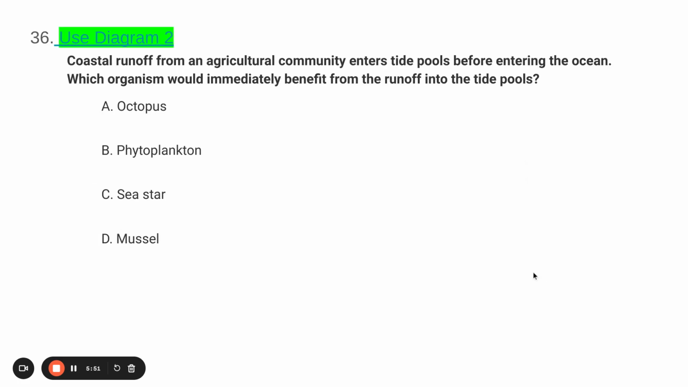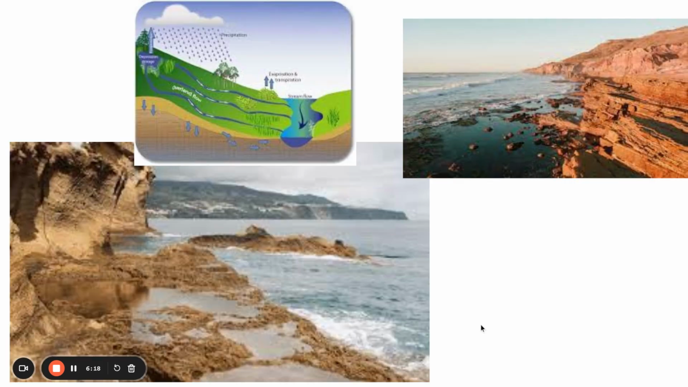Number 36. Coastal runoff from an agricultural community enters tide pools before entering the ocean. Which organism would immediately benefit from the runoff in the tide pool? So here's the picture that I should have put earlier on, kind of reminding us what runoff is, and then a little look at kind of what these tidal pools look like.